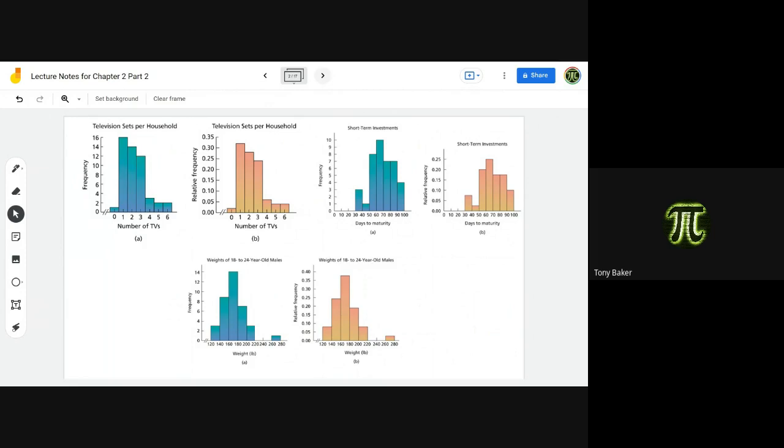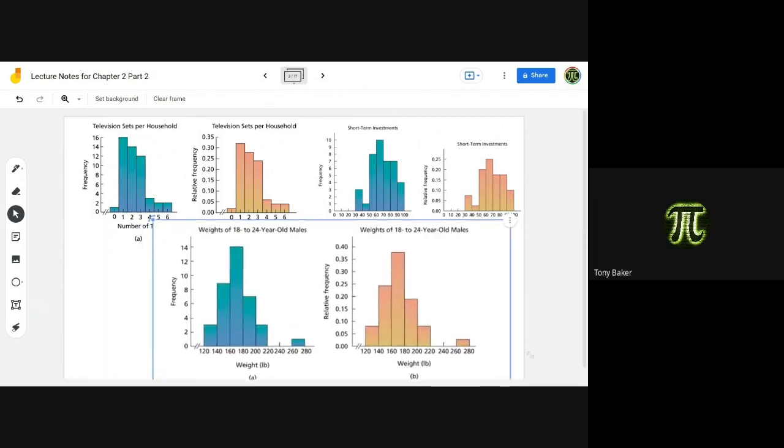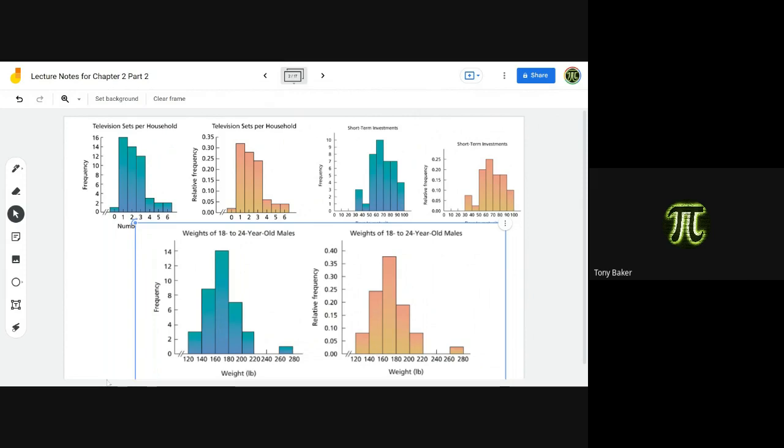And then we have the weight one we did. What's one of the things that you notice about the weight graph that's different than the other ones? It doesn't start at 0. Because it doesn't start at 0, they put those two little dashes right there. That signifies a break. You could do those two little dashes, or you could do a little squiggly line just to designate a break point.